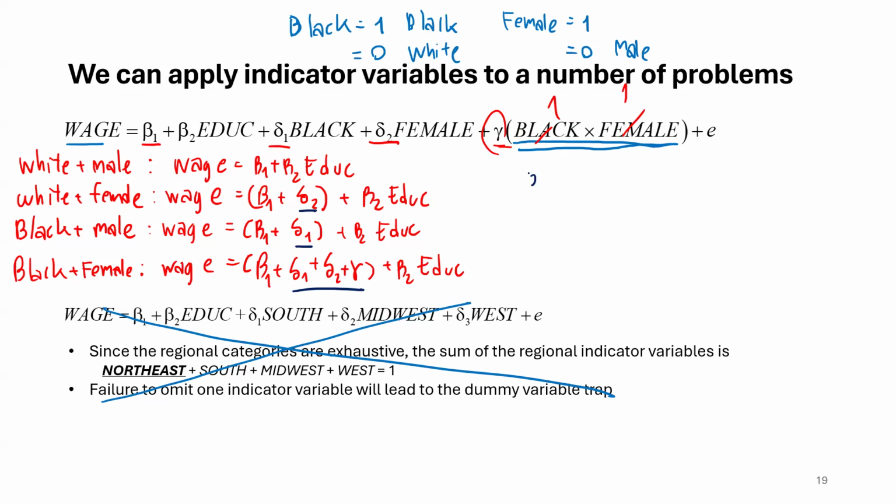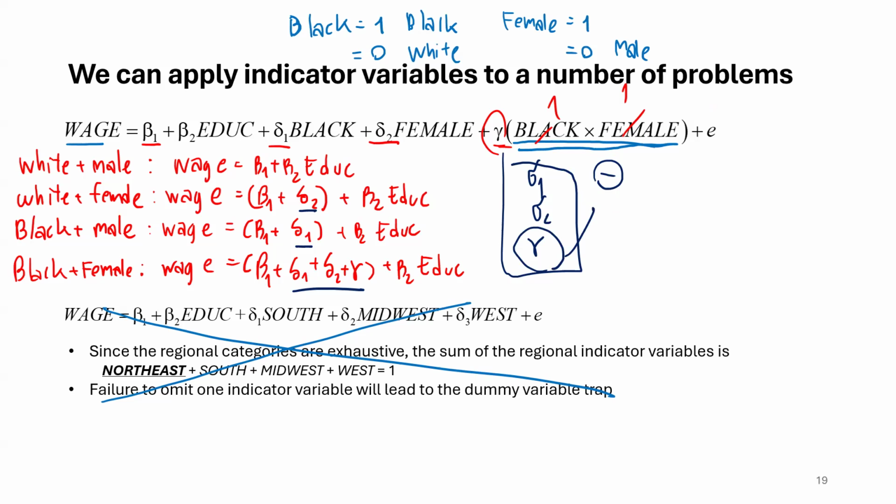It depends on the direction of the three parameters. If they are negative, it means wage discrimination, the wage becomes lower. If you are black, your wage becomes lower. If you are female, your wage becomes lower. Or even worse, if you are both black and female and this one is negative, your wage is even lower.